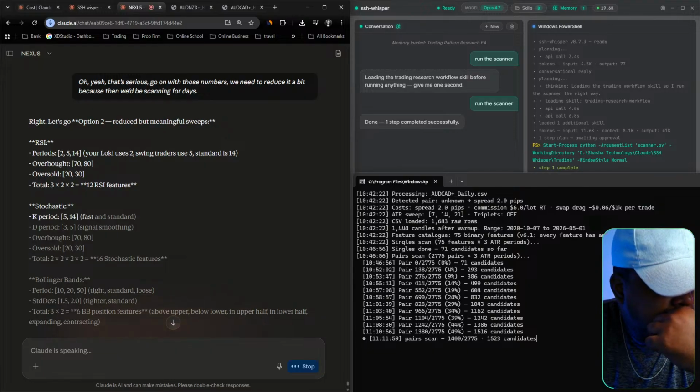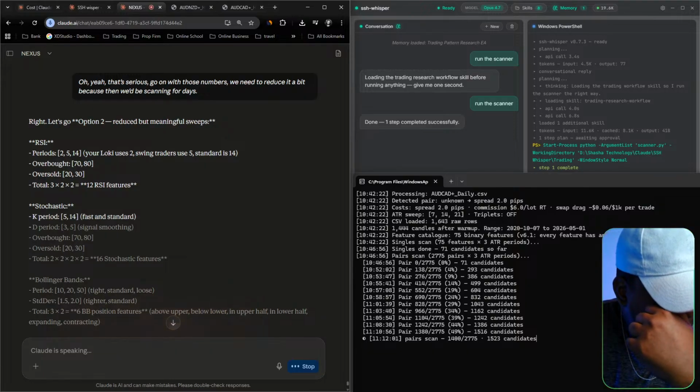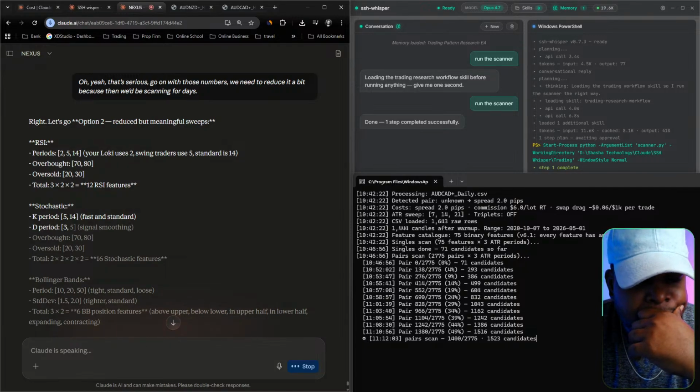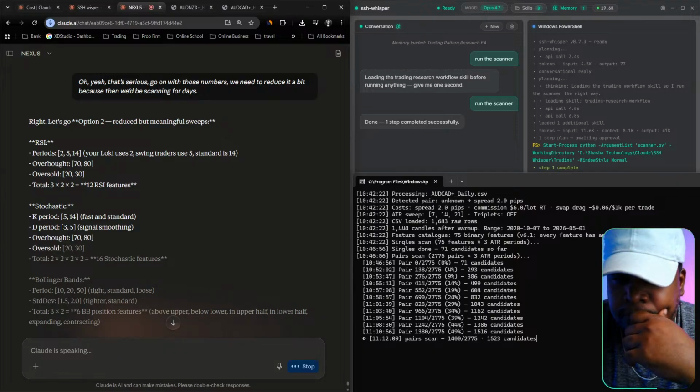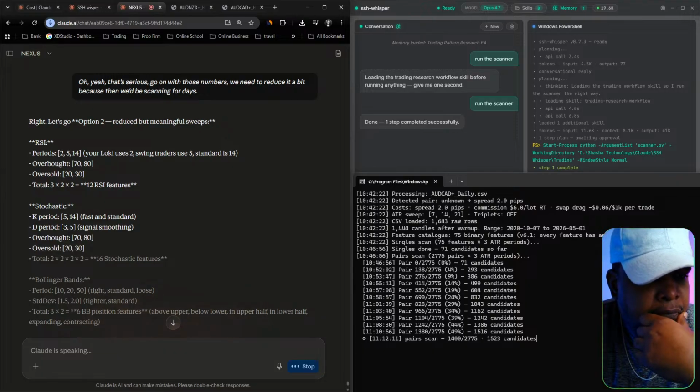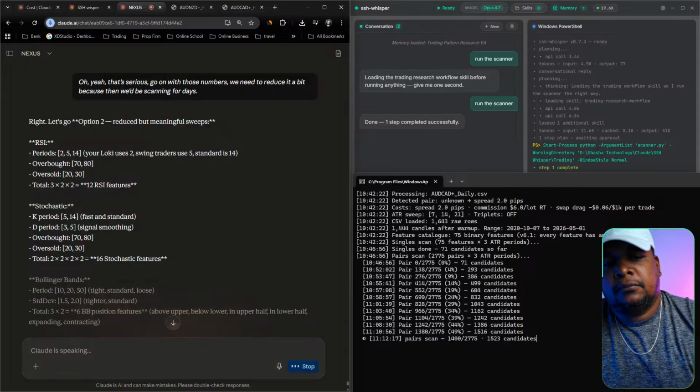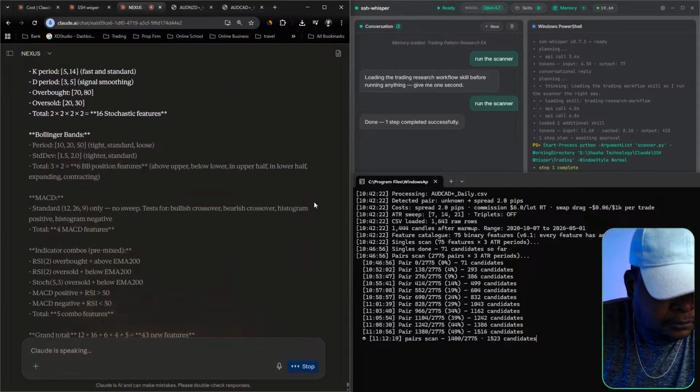Stochastic K period: 5, 14, fast and standard. D period: 3, 5, signal smoothing. Overbought: 70, 80. Oversold: 20, 30. Total: 2 times 2 times 2 times 2 equals 16 stochastic features.